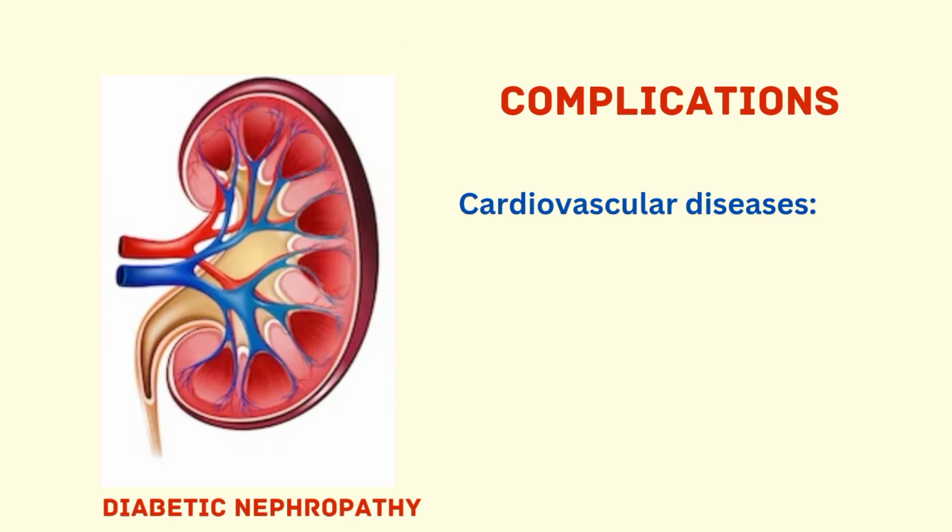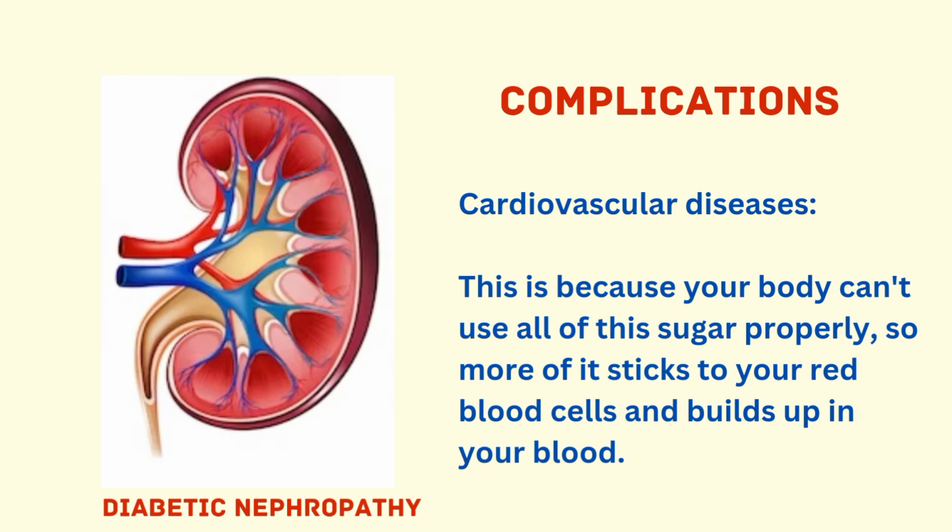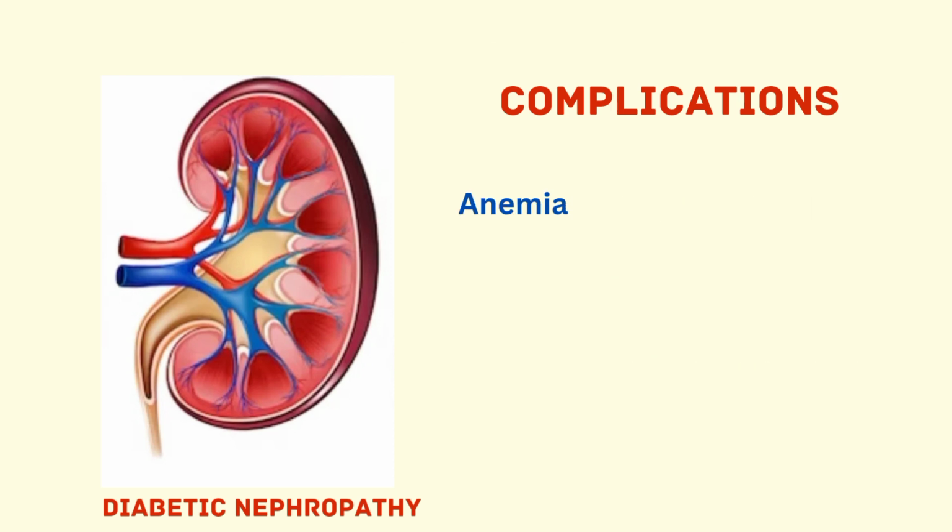Next complication is cardiovascular diseases. Over time, high blood sugar can damage blood vessels and the nerves that control your heart. This is because your body can't use all of this sugar properly, so more of it sticks to your red blood cells and builds up in your blood. This buildup can block and damage the vessels carrying blood to and from your heart, starving the heart of oxygen and nutrients.